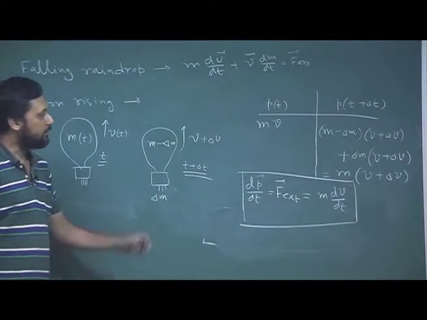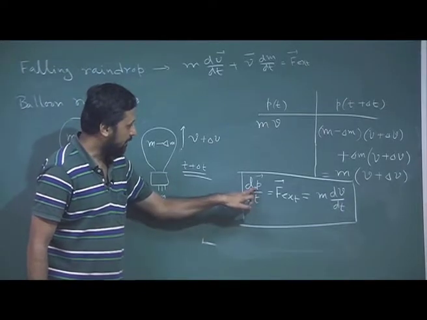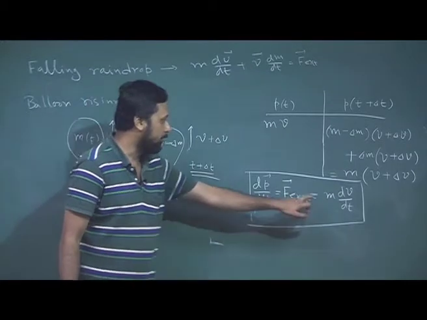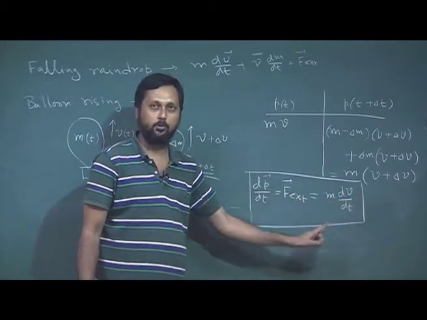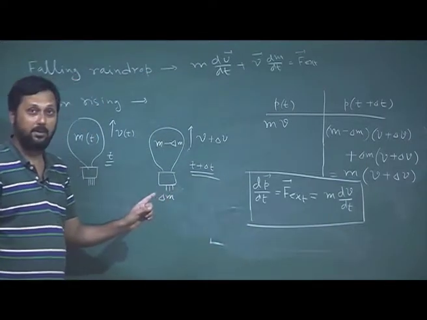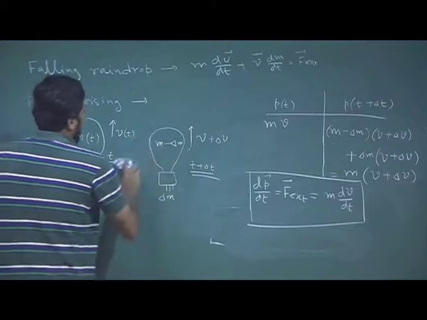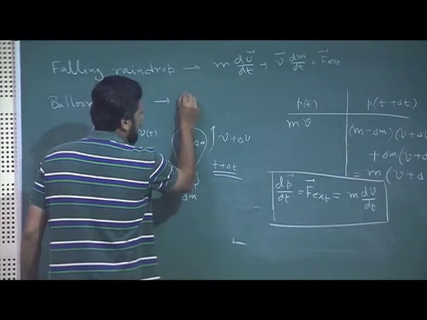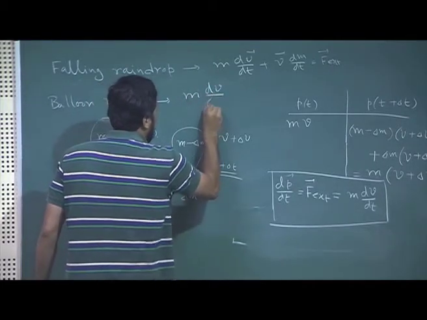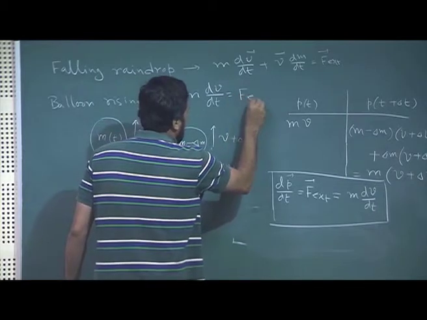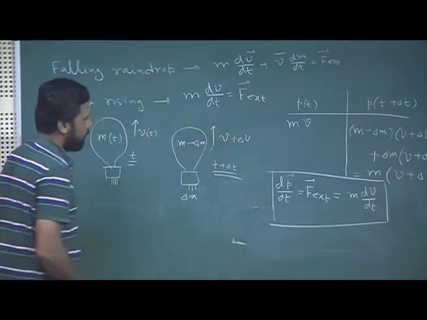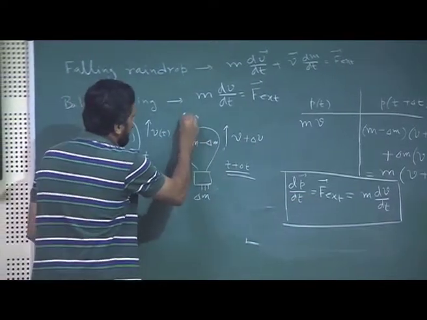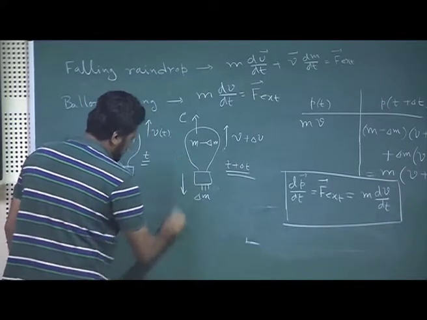So, you see, if you start by writing p as mv and take this time derivative, and then write m dv dt plus v dm dt, you will be fooled. This is not right in this particular case. So, for the balloon rising, the equation is simply m dv dt equal to F external. Now, what is this external force? External force is essentially the fight between the upward thrust and the downward gravitational pull.